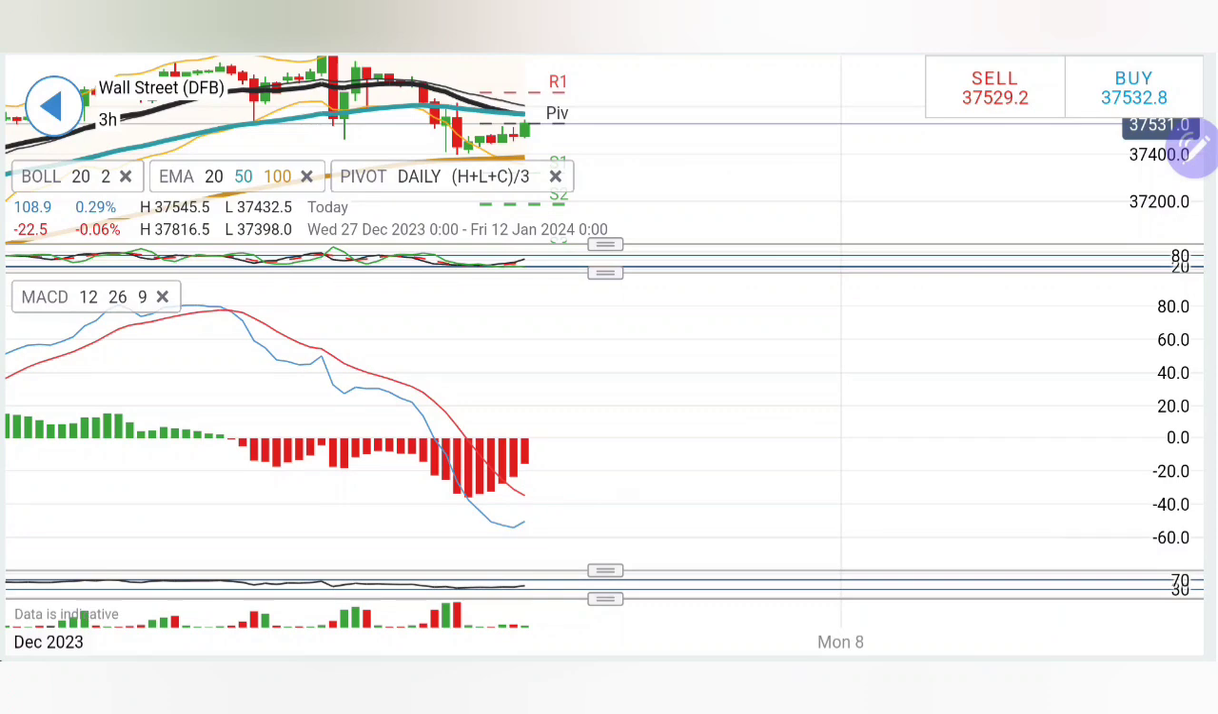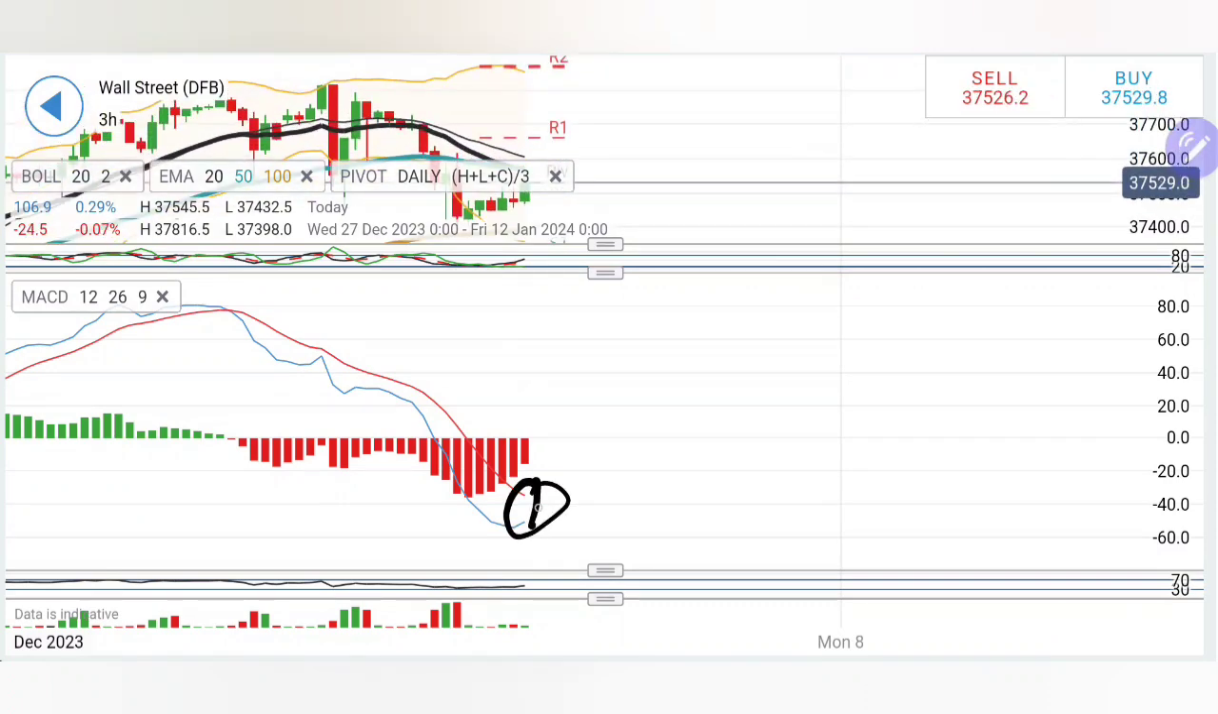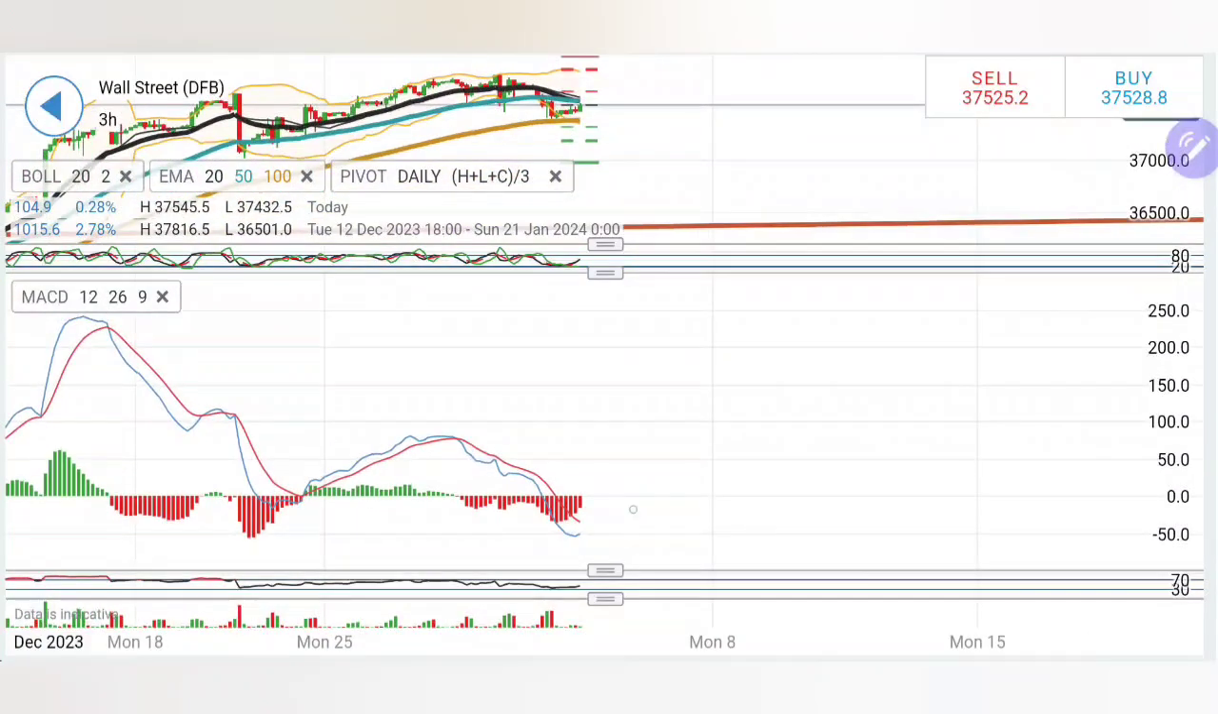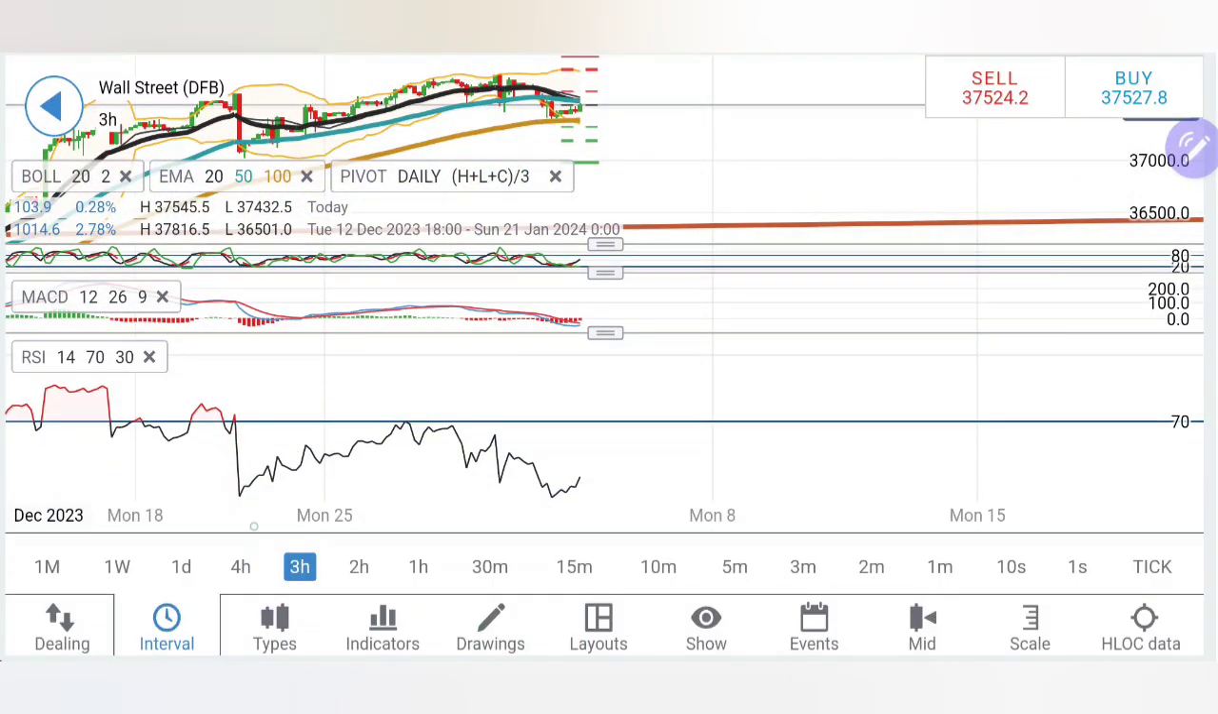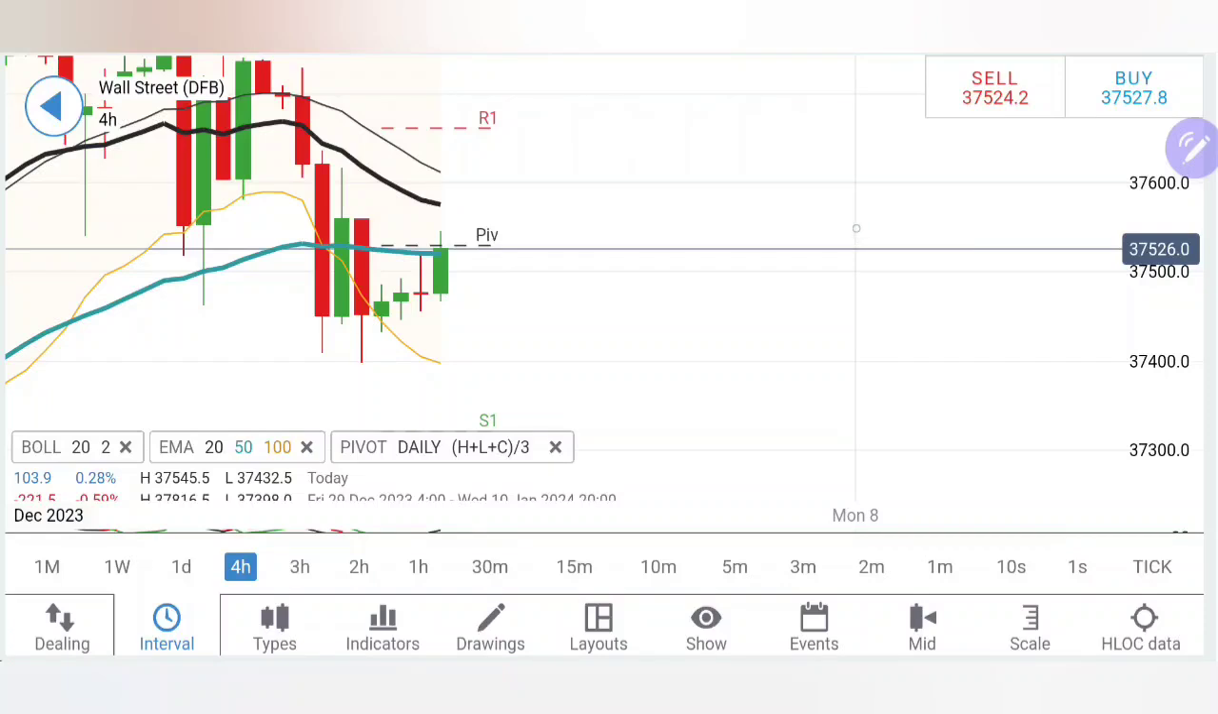Stochastic rising, MACD has seen extreme bearishness and it can converge and cross over for a little while. It can retrace a little on the upside. RSI rising, coming to 4-hour charts. Likewise on the 4-hour charts, higher highs, higher lows, trading in this zone beyond 37,530, 560, 600, 620.